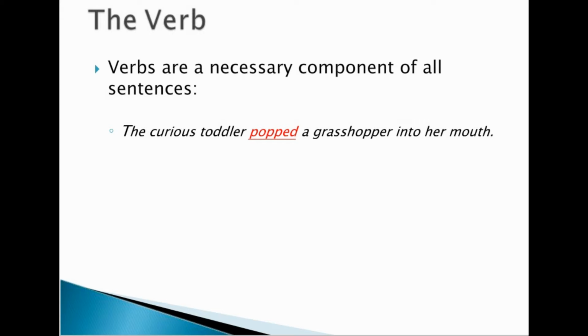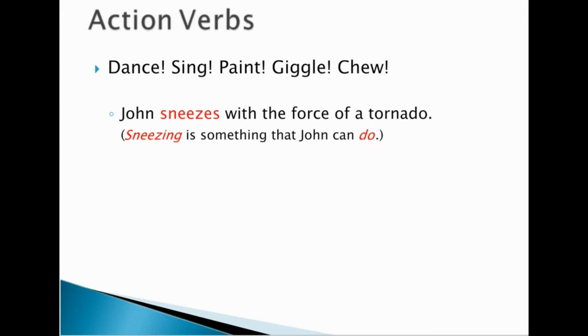There are two types of verbs, action verbs and linking verbs. Action verbs. You should know an action verb when you see one. Dance, sing, paint, giggle, chew. What are these words doing? They are expressing action, something that a person, animal, force of nature, or thing can do. As a result, words like these are called action verbs.